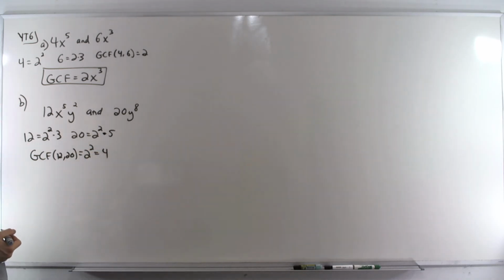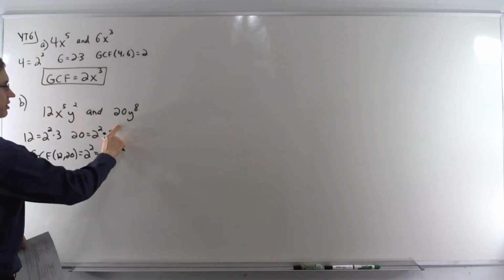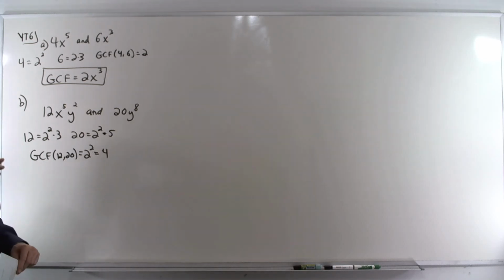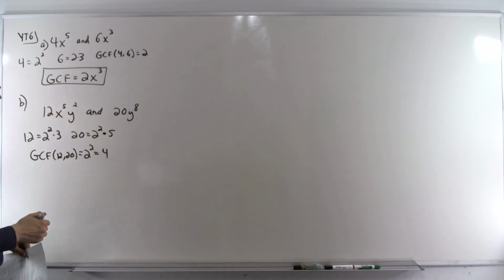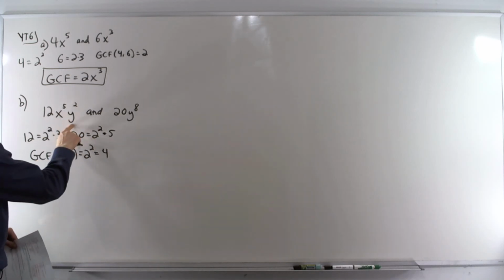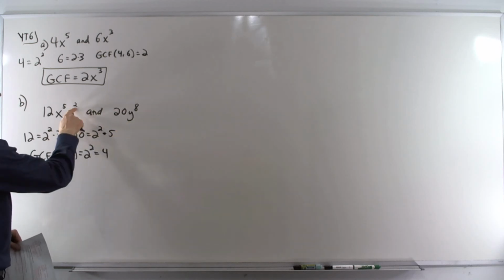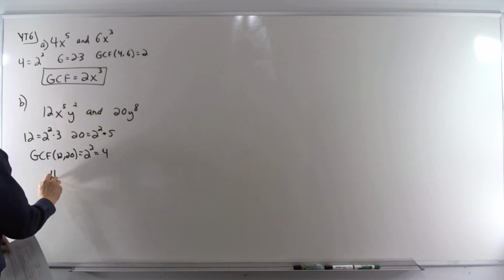And now we'll do the variables. We have x to the 5th, but we have no matching base over here. So x to the 5th, x bases are out. There'll be no x bases in the GCF. You have to have a match before you include it in the GCF. Now we'll look at the y's. Y squared and y to the 8th. Smaller exponent is 2, so y squared will be in the GCF. So the GCF is 4 y squared.